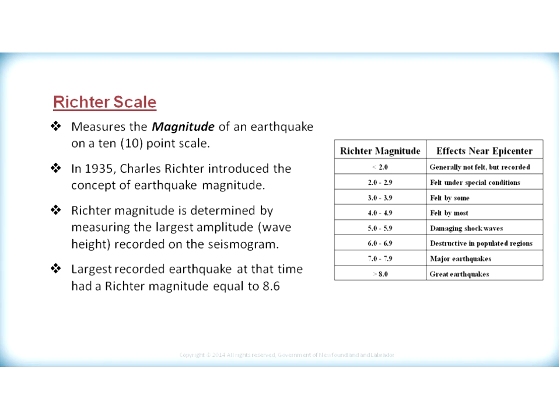The Richter scale, in comparison, measures the magnitude of an earthquake on a 10-point scale. In 1935, Charles Richter introduced the concept of earthquake magnitude. Richter magnitude is determined by measuring the largest amplitude, that is wave height, recorded on a seismogram. The largest recorded earthquake at that time had a Richter magnitude of approximately 8.6 on the Richter scale. If we look to the right, we can see a chart that represents the Richter magnitude scale.